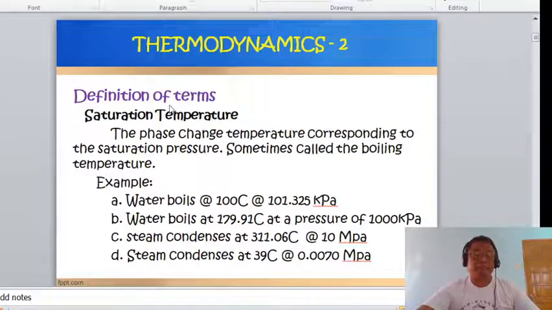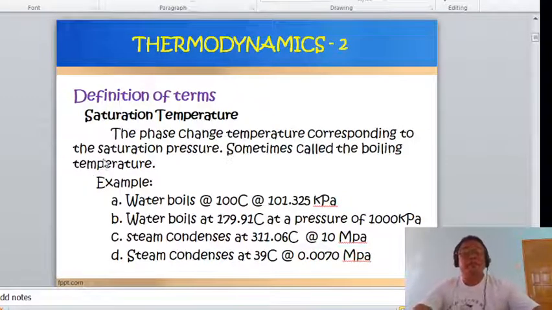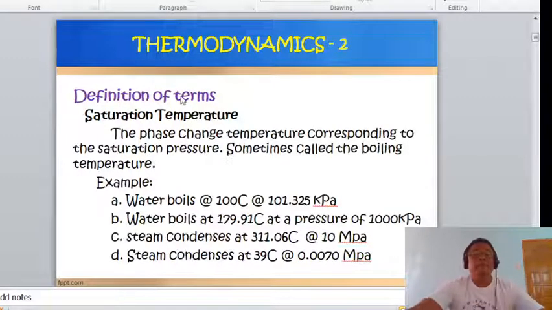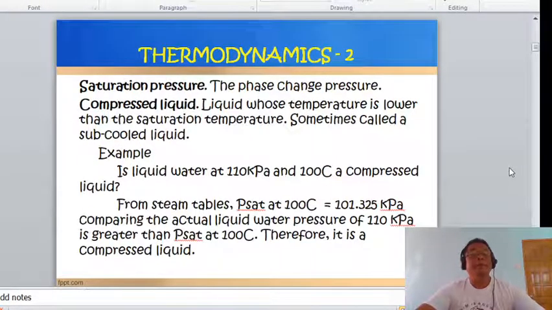So if you consider the table, of course, the steam table, table 1, you will notice that for a given temperature, there is a corresponding pressure given, which is the saturation pressure or temperature. Okay, so always class, use the steam table. Another we have here is saturation pressure, the phase change pressure.